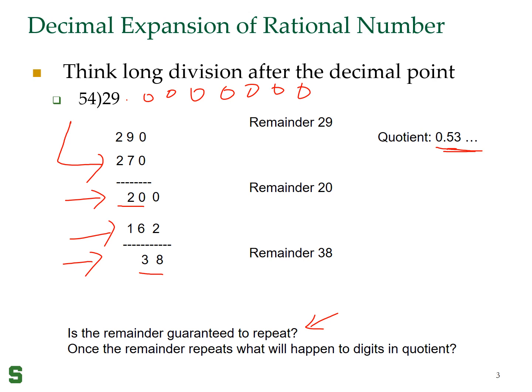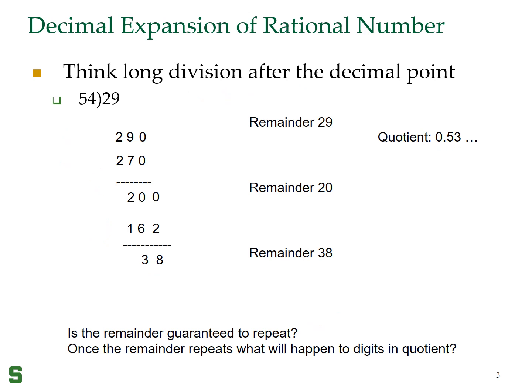Now let's look at what happens if the remainder repeats. So suppose the remainder that repeated happened to be 20.